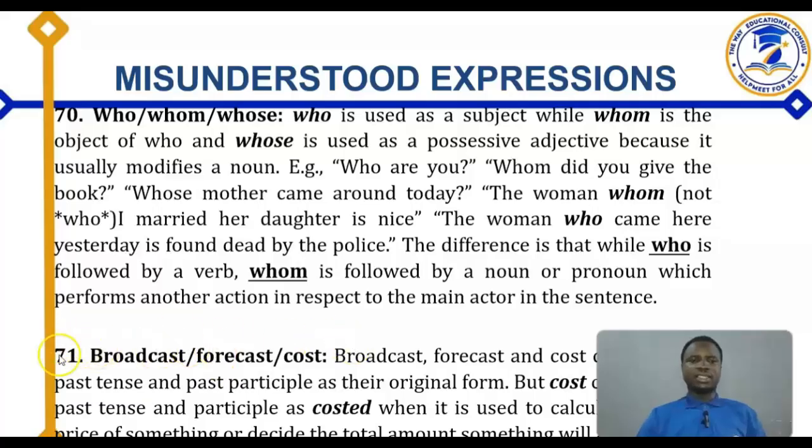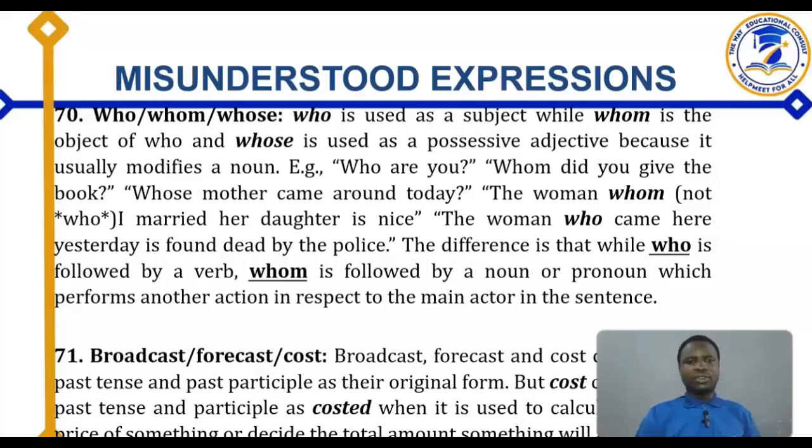Let's take note of these three words: broadcast, forecast, and cost. When you use these three words, their past tense and past participle retain the original form. Broadcast, broadcast, broadcast. Forecast, forecast, forecast, and cost, cost, cost. And I will also recommend the discussion of irregular nouns and irregular verbs. That is, when you want to form their past tense and past participle for verbs, or the plurals of those nouns, you should know how to form them, because they may not take the conventional way of adding s or adding ed as you have for verbs. Please take note of that.